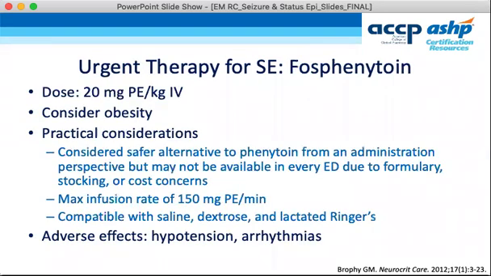So that's why they developed fosphenytoin. Fosphenytoin is your prodrug of phenytoin. It's more aqueous and safer from an administration perspective. Fosphenytoin is now dosed in phenytoin equivalents to prevent any type of dosing error. So anytime you see it, it's going to be dosing in milligrams and then PE afterwards, which is the phenytoin equivalent.